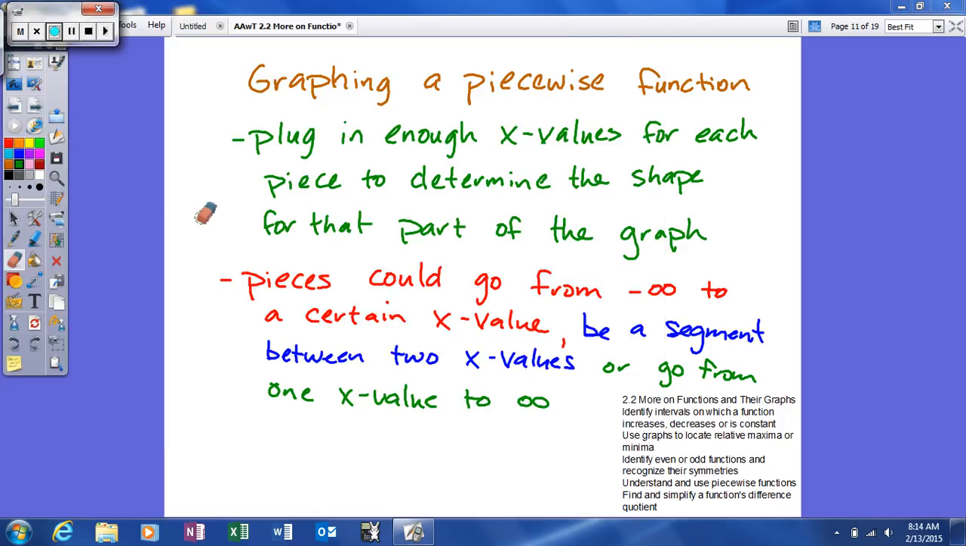Alright, what we're looking at next is graphing a piecewise function. So in this example, we're going to plug enough x values in for each piece to determine the shape for that part of the graph. Pieces could go from negative infinity to a certain x value, be a segment between two x values, or go from one x value to positive infinity. So we'll look at an example.